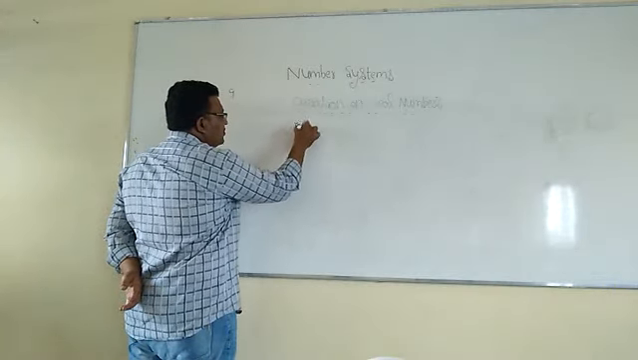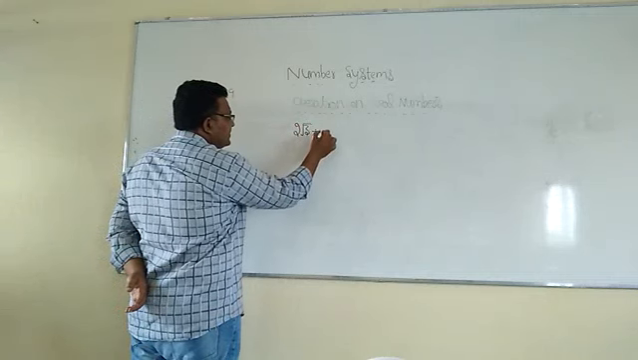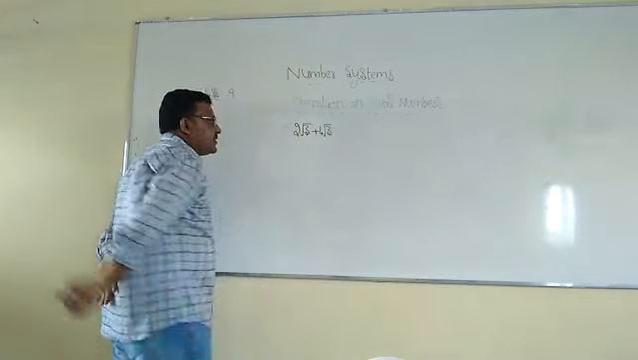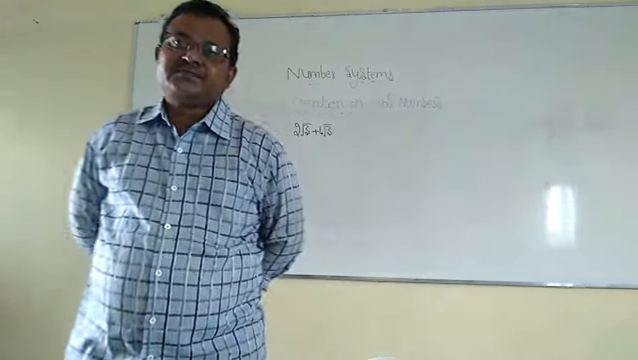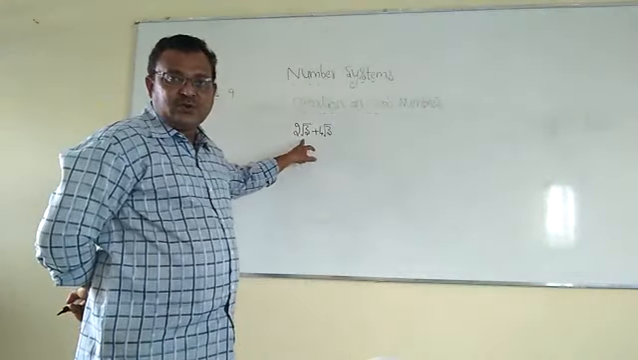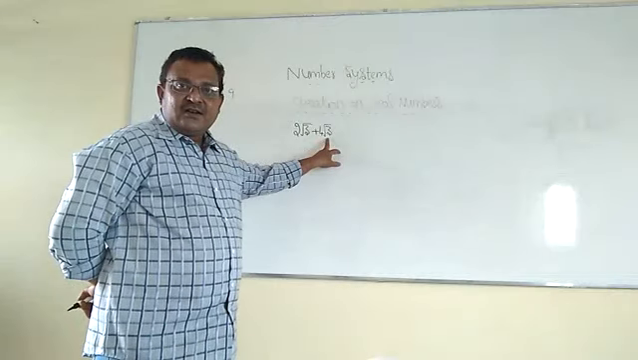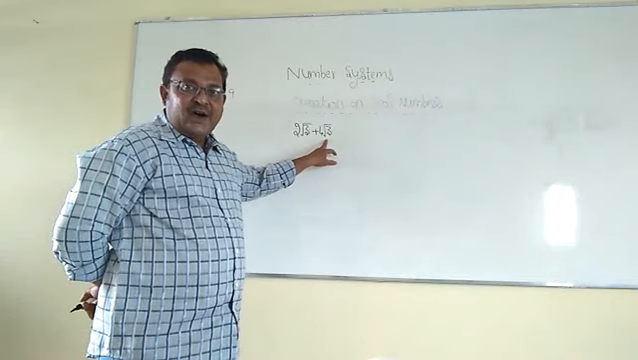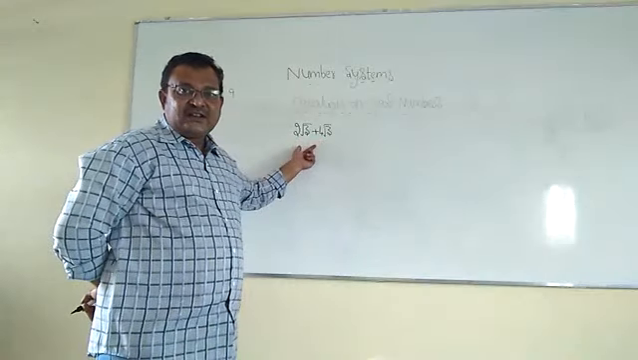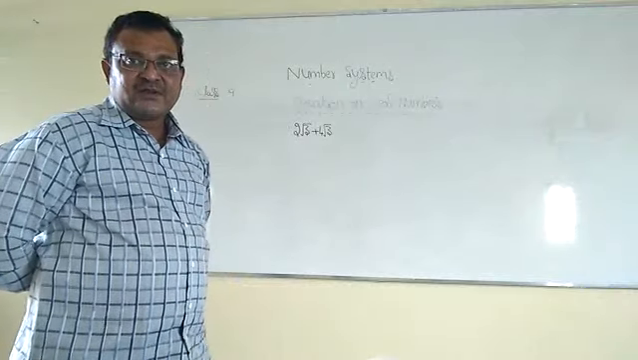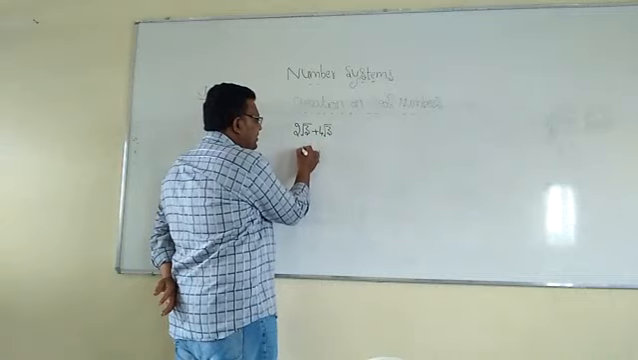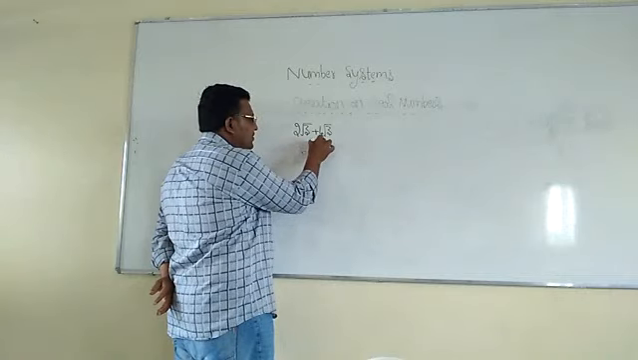2 root 3 plus 4 root 3. Here root 3 is an irrational number. How many root 3s here? 2 root 3s. Here root 3 is an irrational number again. How many root 3s here? 4 root 3s. That means I am adding two irrational numbers. So 2 root 3 plus 4 root 3. How many root 3s? 6 root 3s.